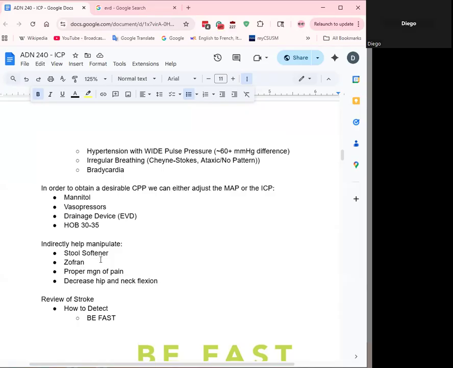Things that indirectly cause increases in ICP, and that you want to avoid, would be things such as straining. So anything that causes straining, like a straining bowel movement, coughing, or vomiting. Pain could cause some straining. So things that would indirectly decrease straining and stimulation would be recommended.